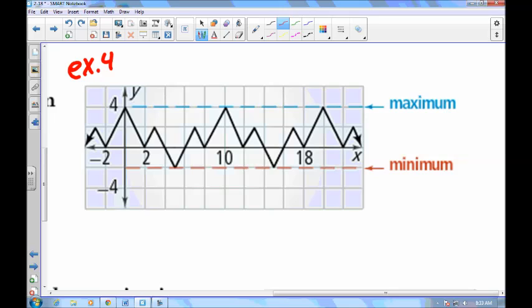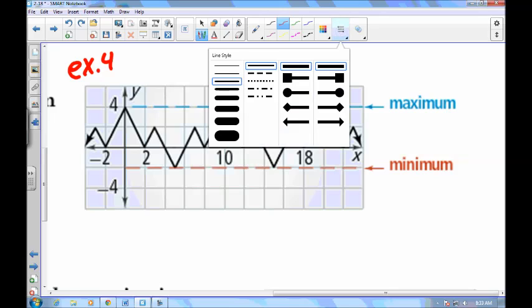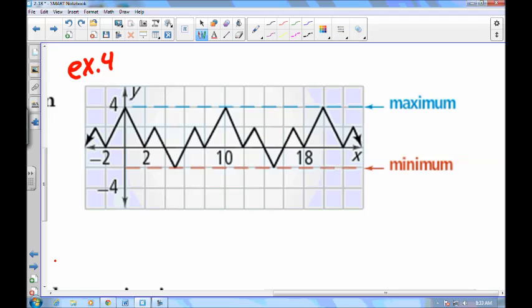So, I need to make my cursor a little smaller. Since we're zoomed in so far, my marker's huge. Okay, right here we have a point, a maximum. I'm only going to write the x values, so you can solve for the y values. Okay, this x value is at 3.